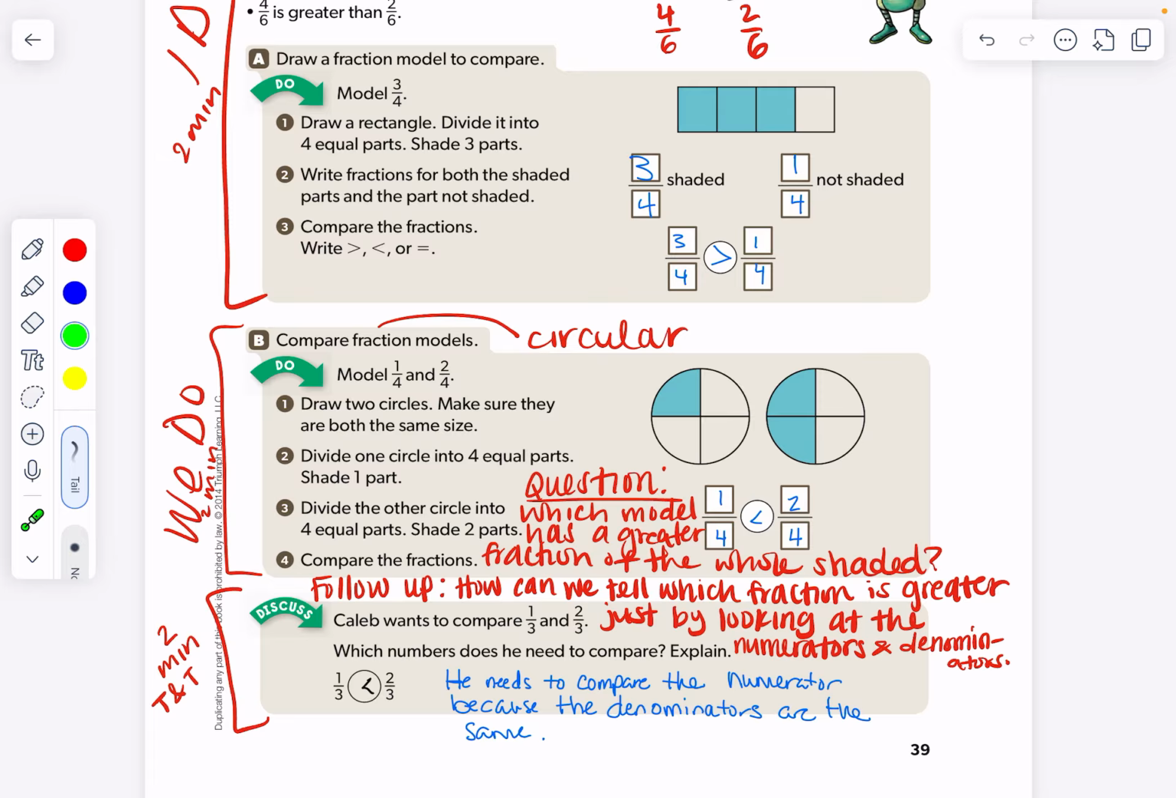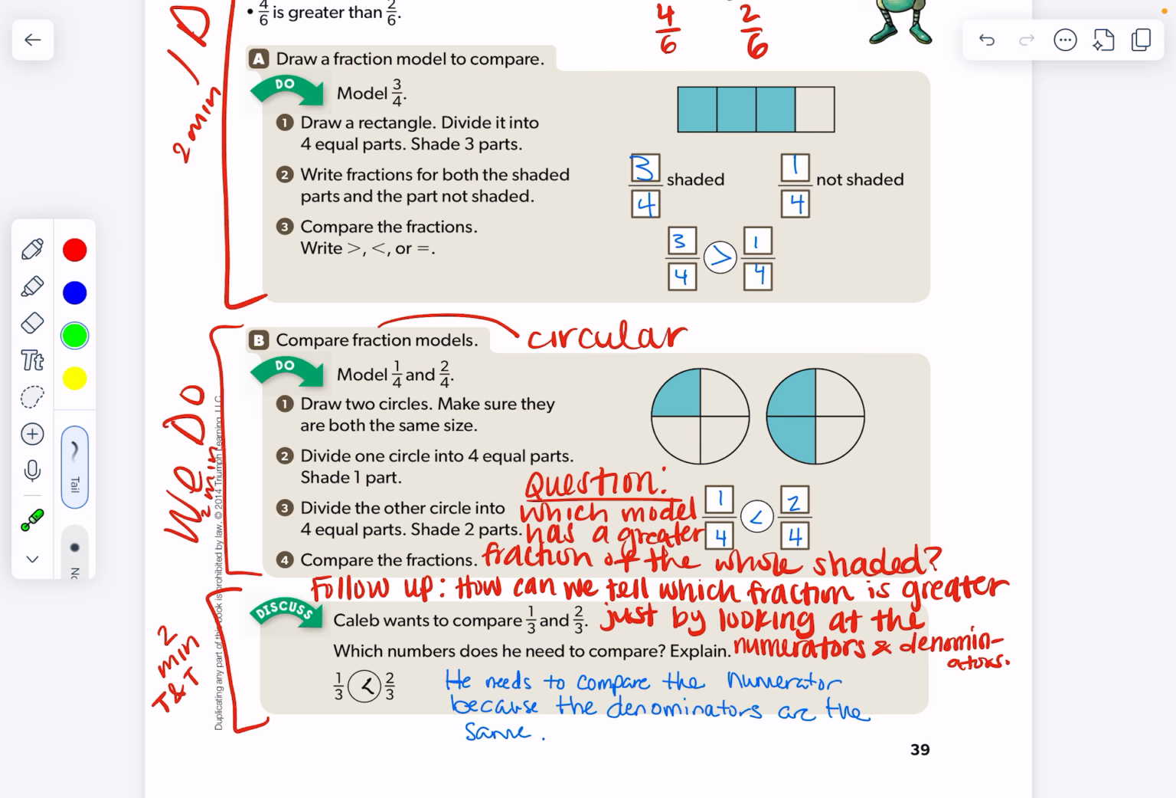and the denominators? The reason why you want to ask this question is because later on in the lesson, students are going to have the opportunity to compare fractions without models. And so we want to gauge their knowledge of just the number sense, right? So students should be able to say, well, in the fraction 1/4 and 2/4, we see that the denominators are the same. And so when the denominators are the same, we then have to look at the numerators. And the fraction with the largest numerator is the fraction that is greatest.